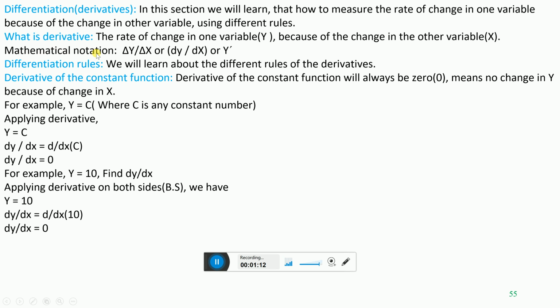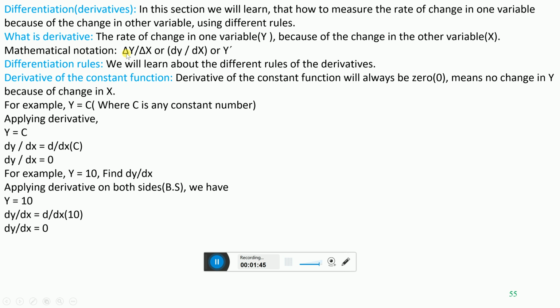So the mathematical notation for the derivative is as given: delta y divided by delta x, or dy divided by dx, or y prime. Y zabar means y prime. So these are the three different symbols of the derivative. We can use any one of the three symbols to represent the derivative of the particular function.